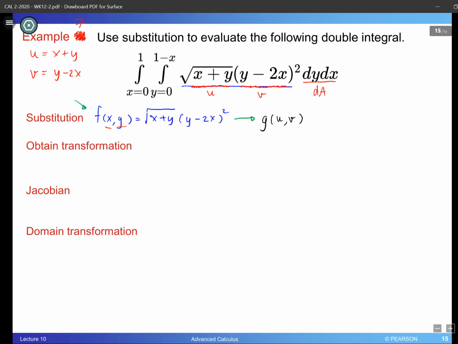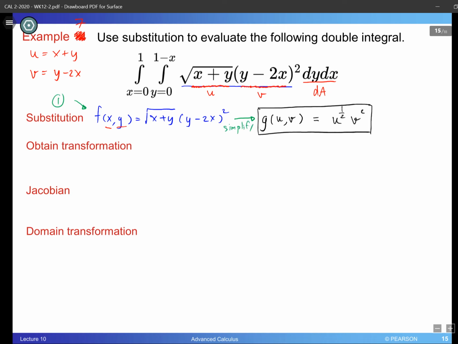So let's put everything in. Function g with u, v as variables is going to be equal to the square root of u. So I'm going to put u right here. Square root is 1 over 2. Times v squared. And that is our new function. Okay, so let's put a box around that because we are going to use that for sure. So what we did right here is the first step, which is to simplify. Okay, and we are done with that.